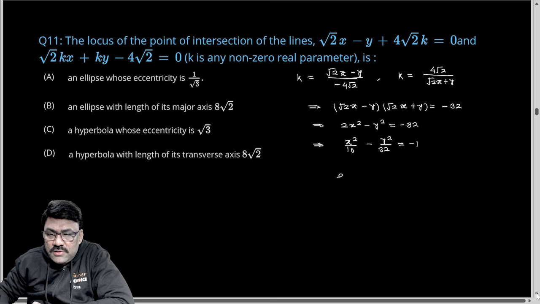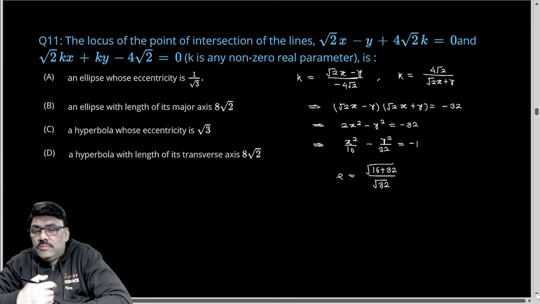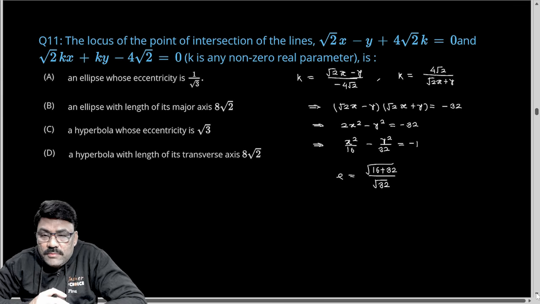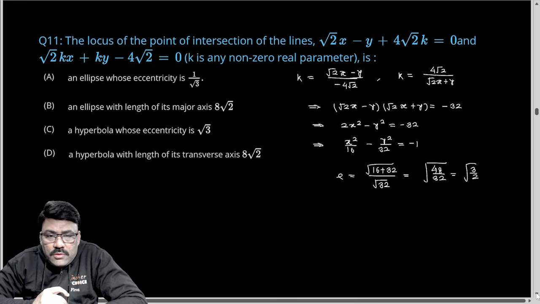And what will be its eccentricity? Eccentricity is under root a square, which is 16, plus b square, which is 32, over b. Over b means root 32. Under root a square plus b square, by b. So this is under root 48 by 32. So it is under root 3 by 2. We don't have under root 3 by 2 in the options, so eccentricity is not under root 3 by 2.